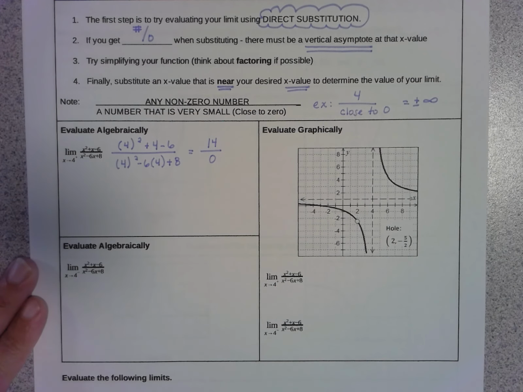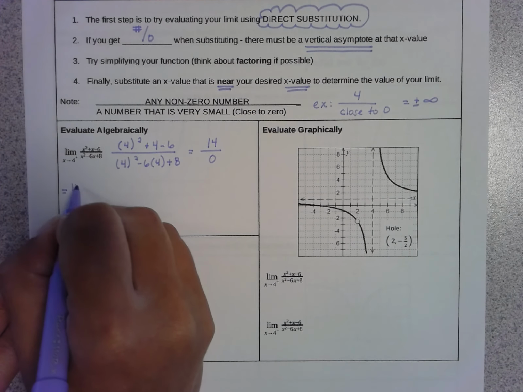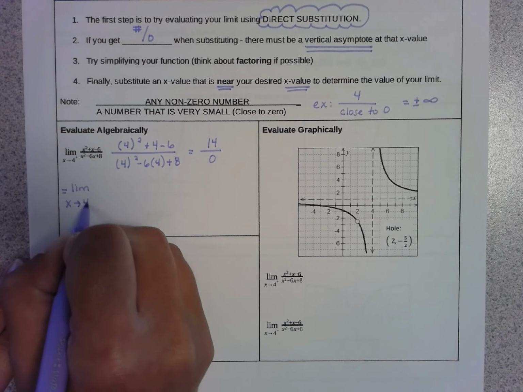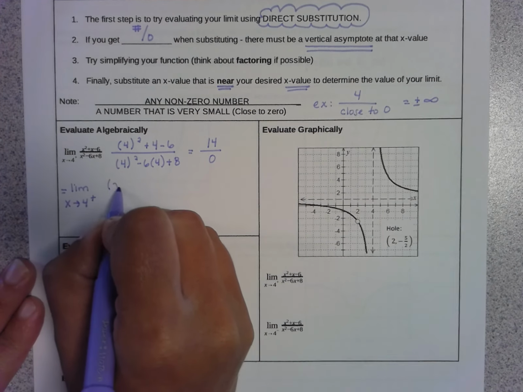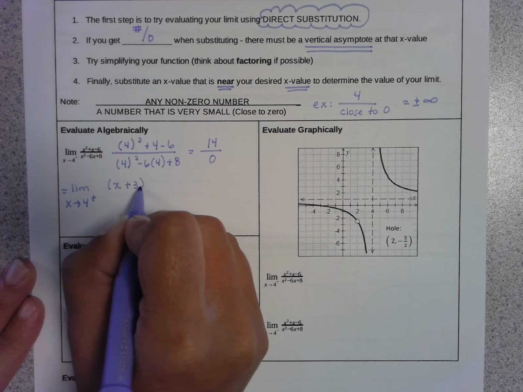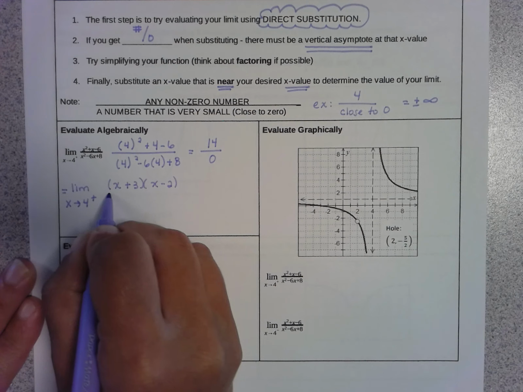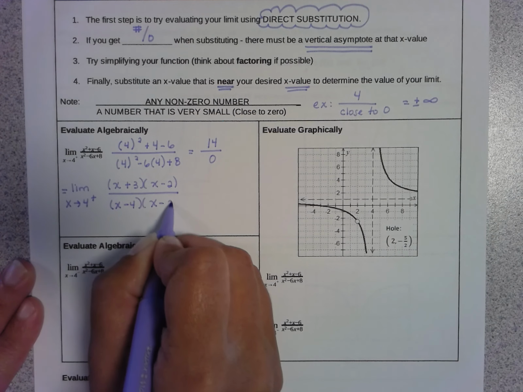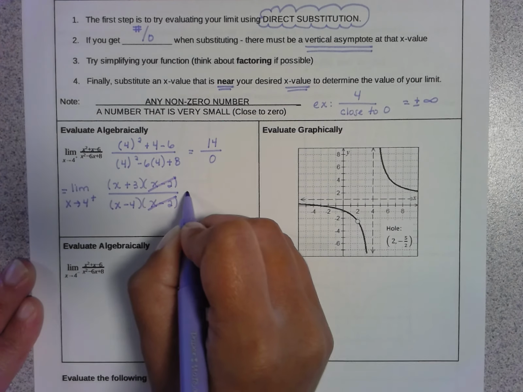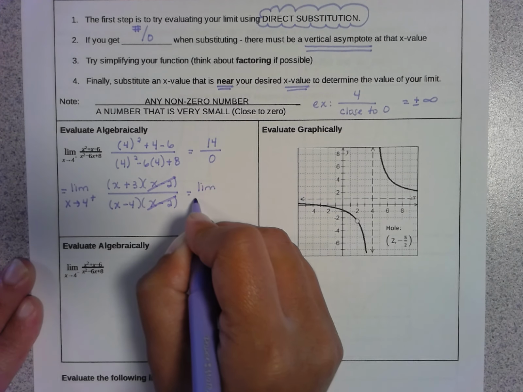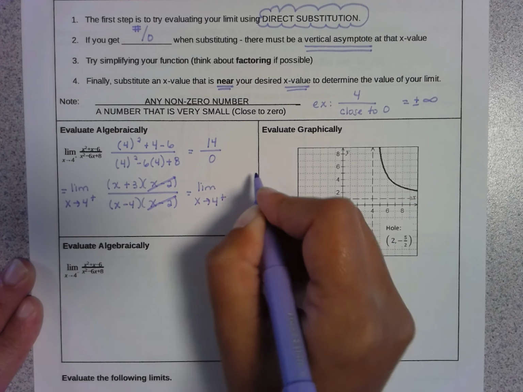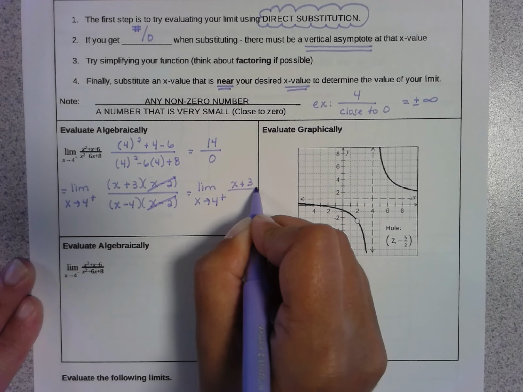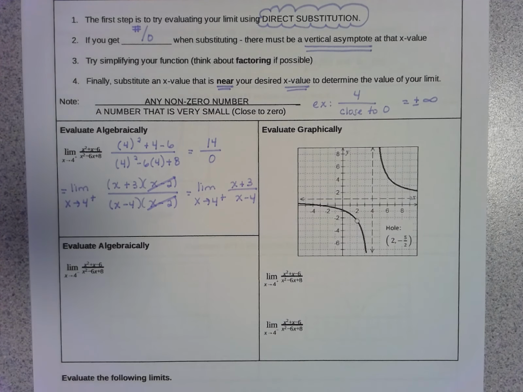The next thing I'm going to do is try factoring. So if I were to factor in order to simplify this limit, the limit as x approaches 4 from the right, the numerator factors to x plus 3 times x minus 2, and the denominator factors to x minus 4 times x minus 2. Once again, the x minus 2 factors cancel. So my new simplified limit is the limit as x approaches 4 from the right of x plus 3 over x minus 4. After you've factored, I think it's much easier to see that there's going to be a vertical asymptote at 4 in this problem.